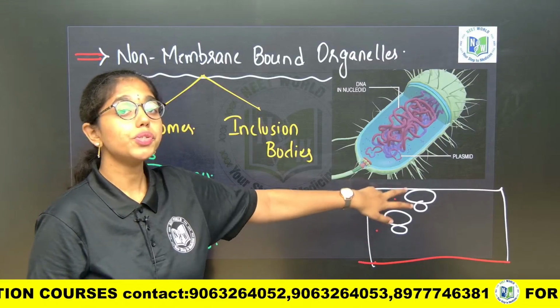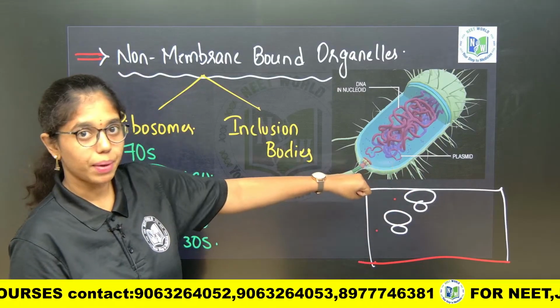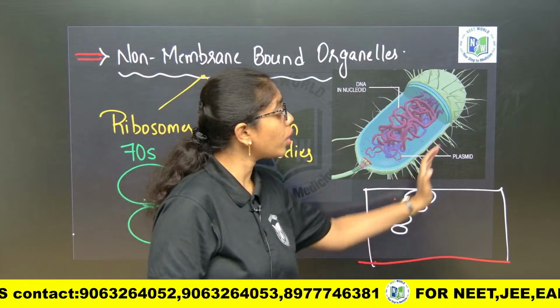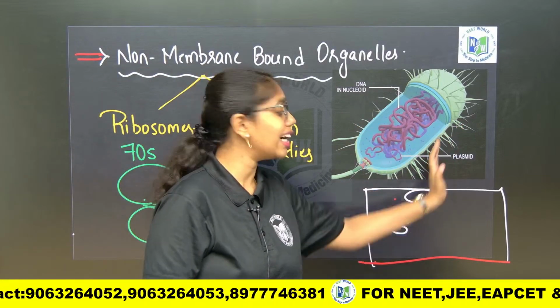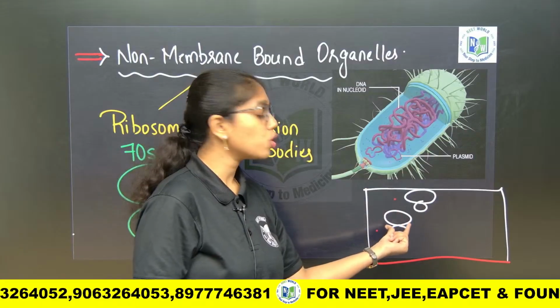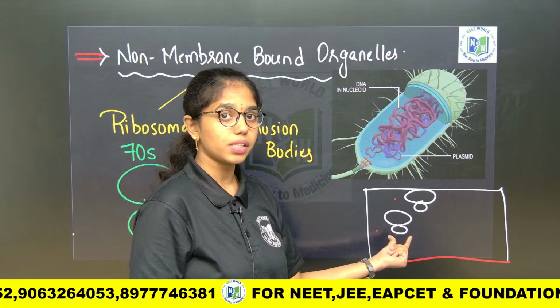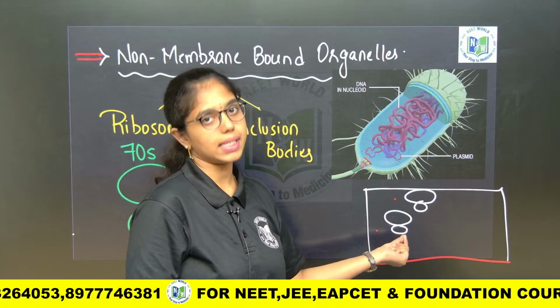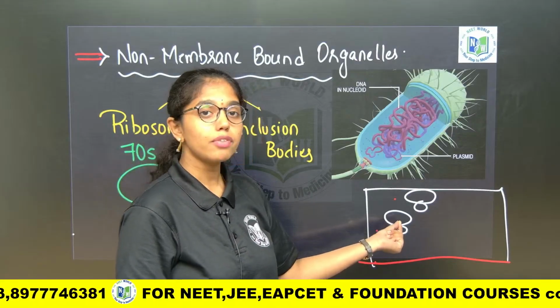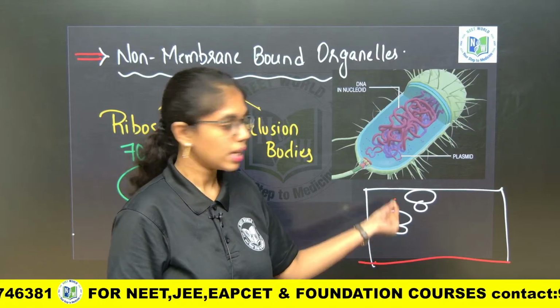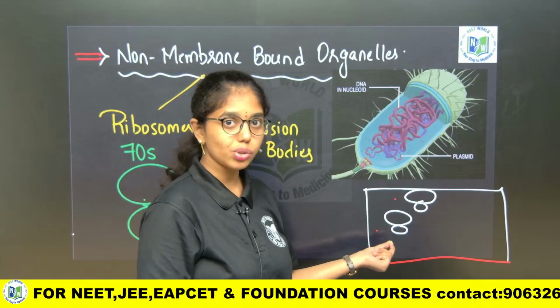Those ribosomes attached to the cell membrane are helpful in protein translocation from cell to cell, and those present inside the cytoplasm are helpful in protein synthesis. They are not involved in translocation of proteins. Clear with the functions of these two ribosomes?